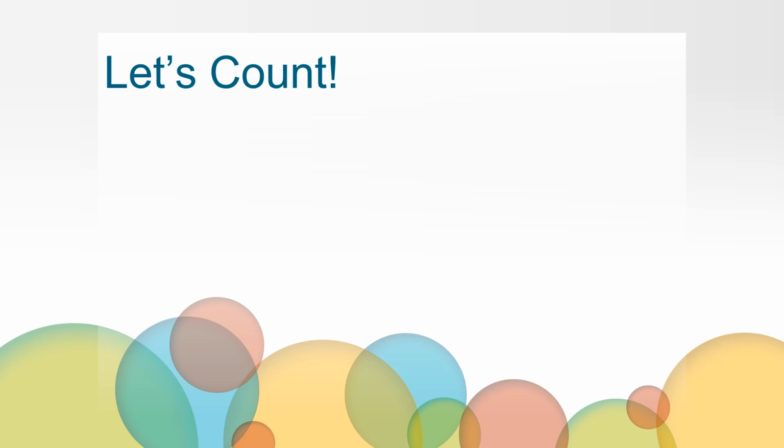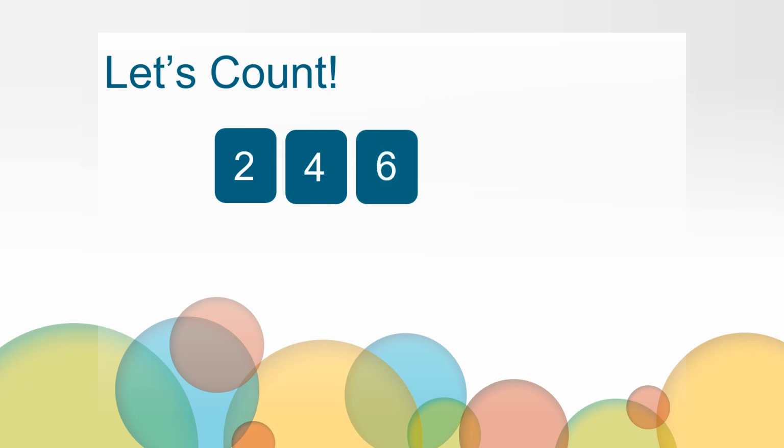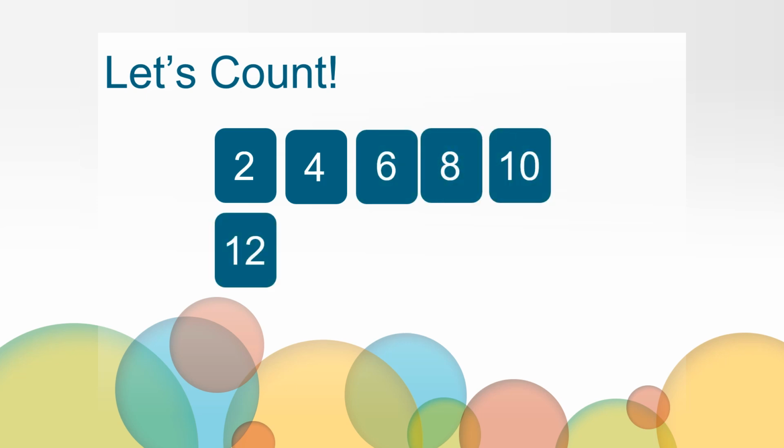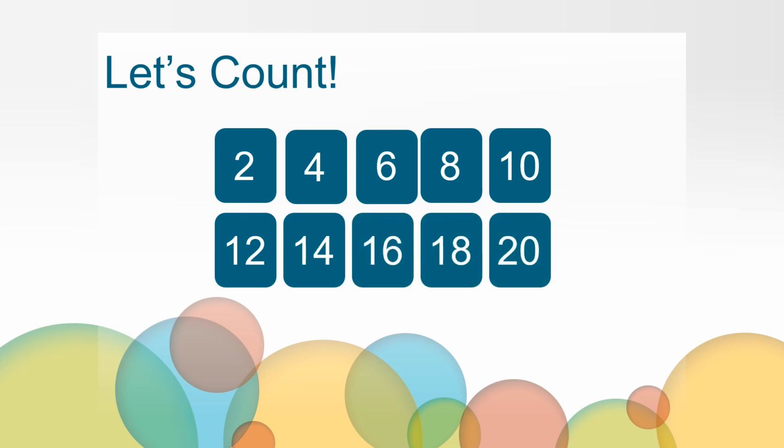Let's get started today by reviewing our skip counting by twos. Count together as you see the numbers appear on the screen, and don't forget we'll be counting backwards too. Are you ready? Let's count. 2, 4, 6, 8, 10, 12, 14, 16, 18, 20. And backwards, 20, 18, 16, 14, 12, 10, 8, 6, 4, 2.